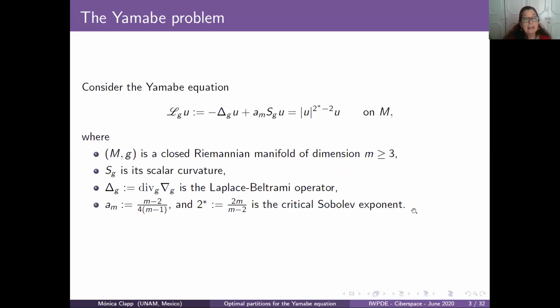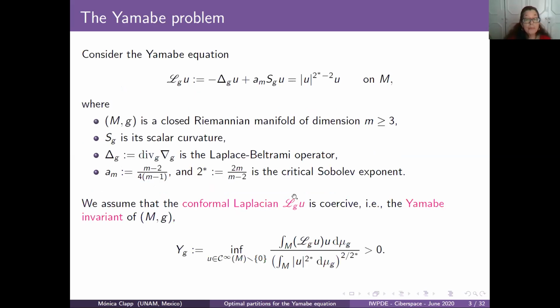So the starting point is the Yamabe equation. The Yamabe equation is this equation right here on a manifold M. I will assume that M is a closed Riemannian manifold of dimension larger than or equal to 3, and little m is going to be the dimension of the manifold. This capital S_g is its scalar curvature. And the operator here is the conformal Laplacian, which is made by the sum of minus the Laplace-Beltrami operator, which is this operator right here, and then a multiple of the scalar curvature. This multiple depends only on little m, the dimension of the manifold M. And on the right-hand side, the exponent is the critical Sobolev exponent in dimension m.